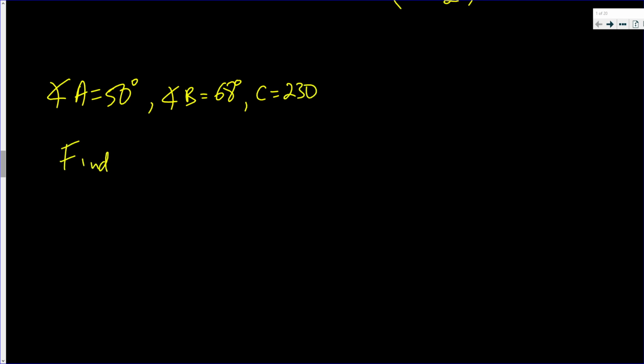Suppose they tell you that angle A is 50 degrees, angle B is 68 degrees, and little c is 230. They ask you to find little a, little b, and big C.